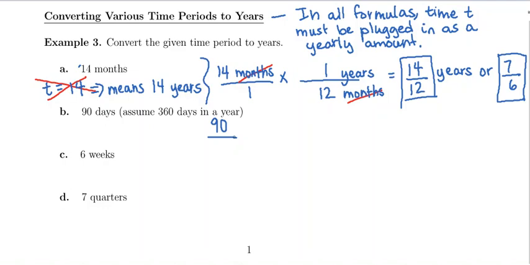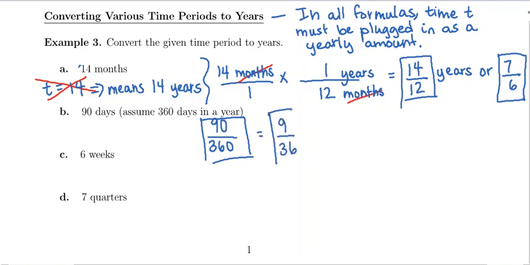So if here we were assuming 360 days a year, we would divide by the 360. So this is what you would use as your time value. Again, you could reduce this number if you chose to. Both of these numbers are divisible by 10. So that would be 9 over 36.